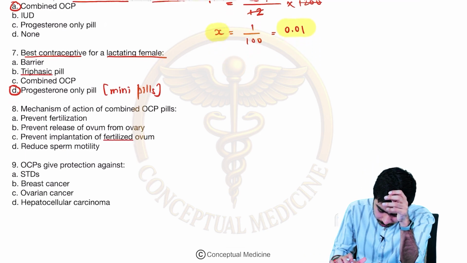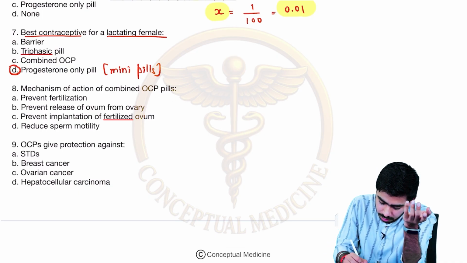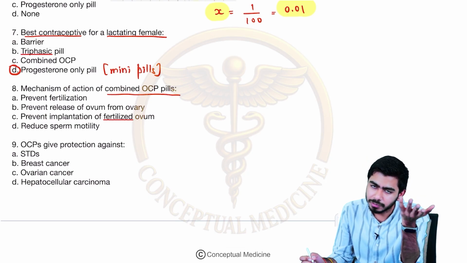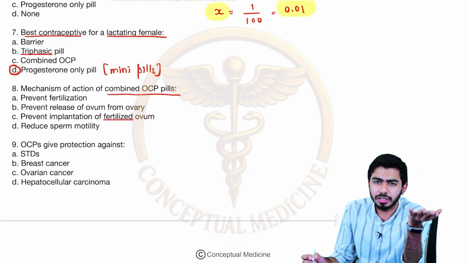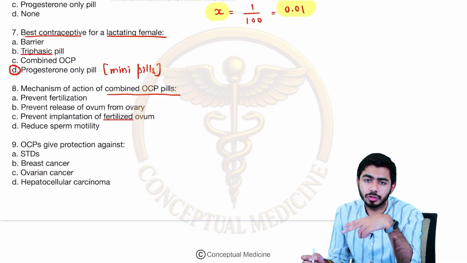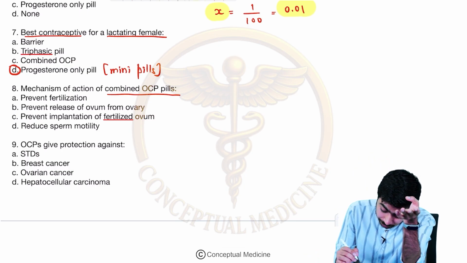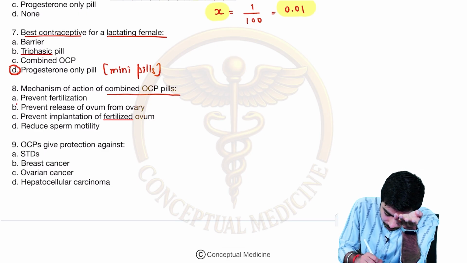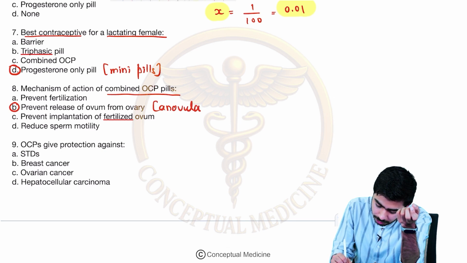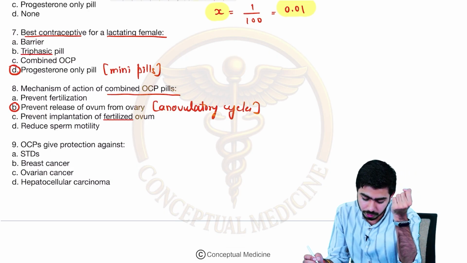Okay, right guys. So now let's talk about the next one, mechanism of action for the combined OC pills. Combined OCPs means the oral contraceptive pills, estrogen plus progesterone. How was it preventing the pregnancy? It was actually causing anovulatory cycles. Anovulatory cycles means preventing the release of the ovum from the ovary. So basically they are making the anovulatory cycle. That becomes the best answer over here, right?